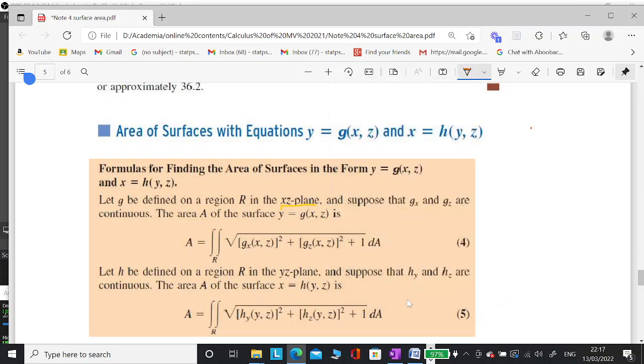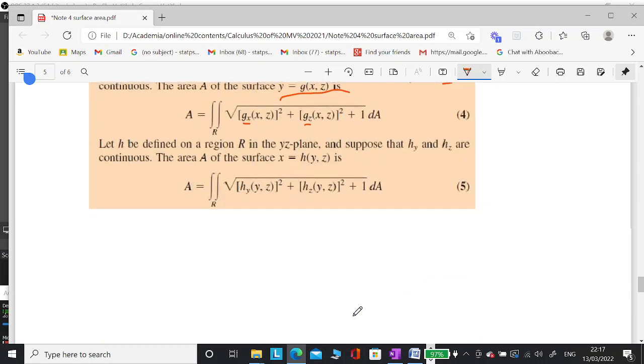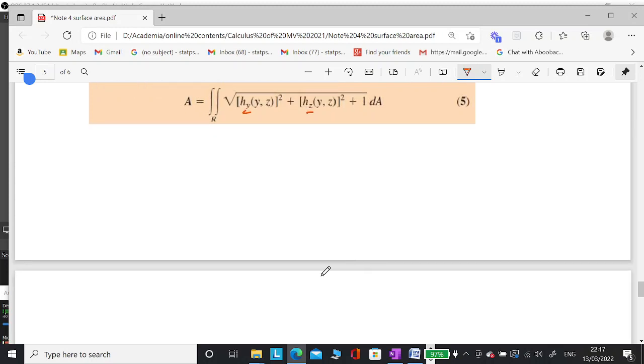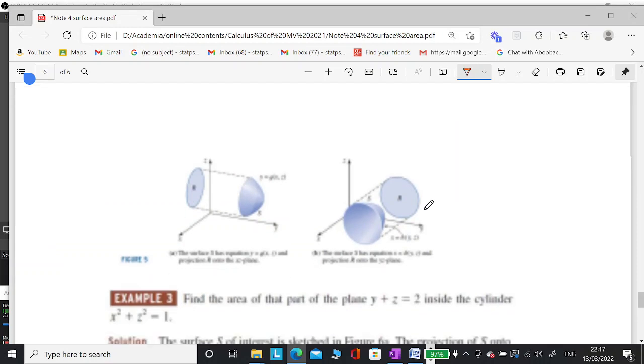Suppose it is in the xz plane and suppose that gx and gz are continuous. Then the area A of the surface y equal to g of x, z is given like this, with gx and gz. That is the only difference here. Similarly, for the yz plane it should be hy and hz. So we can calculate like this.